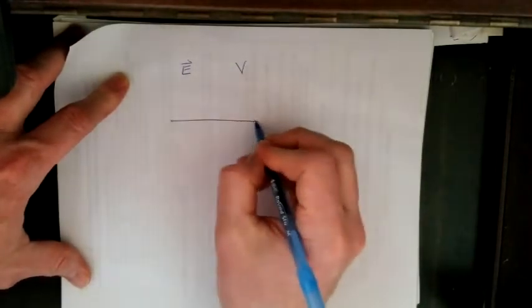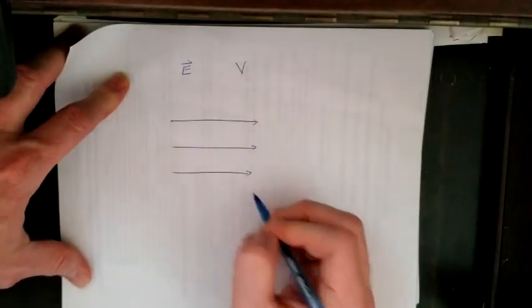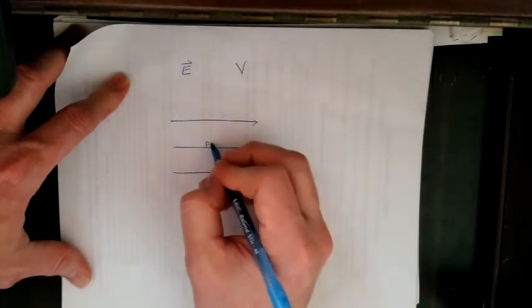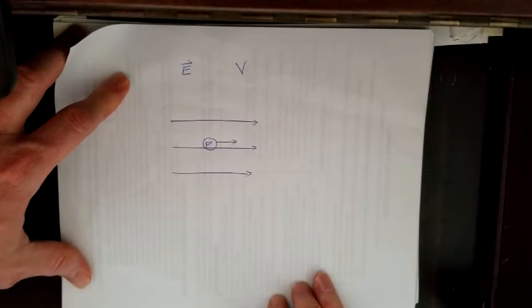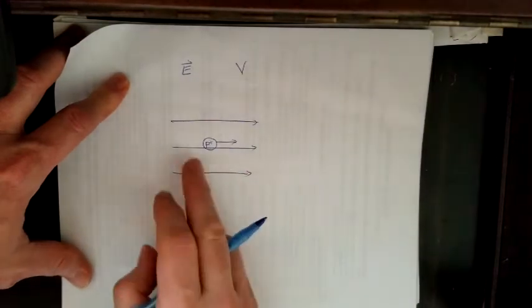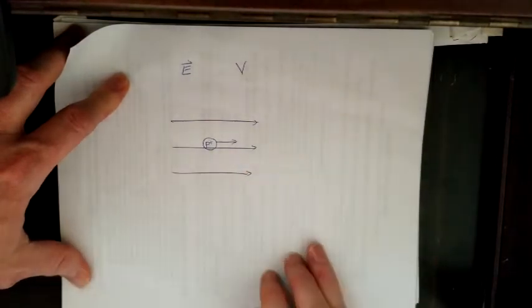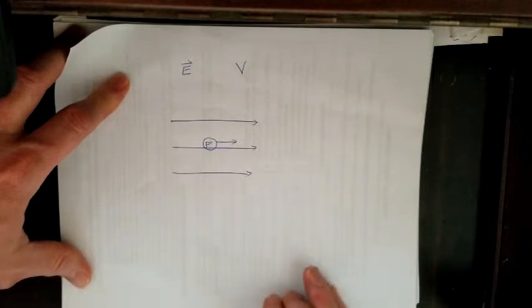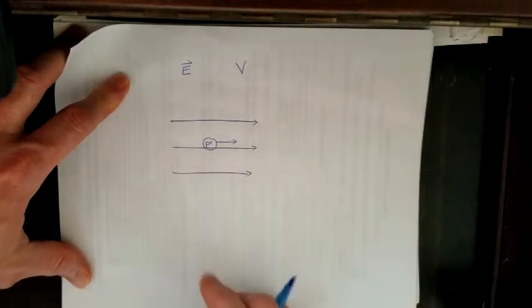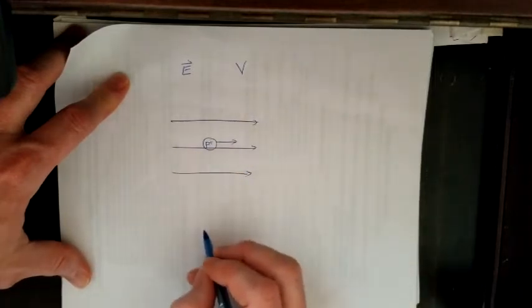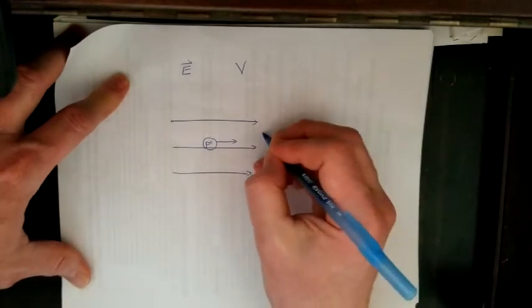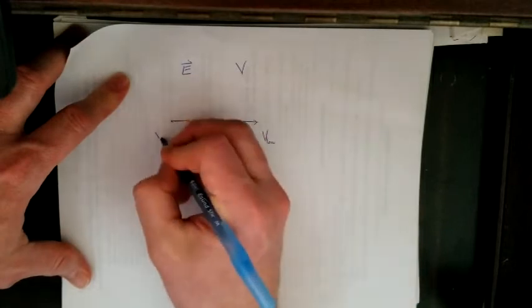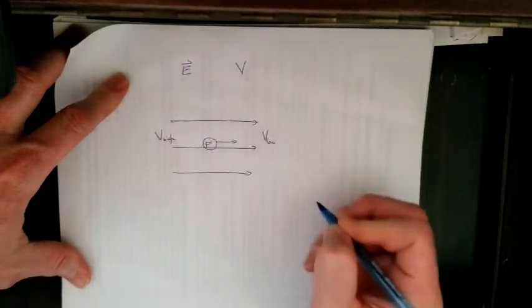So first off, if I have an electric field going to the right, and I put a proton into it, I know the proton is going to move that way. Positive charges move in the direction of the electric field. Electric potential, on the other hand, if we think about which way the proton moves, protons move in the direction of the lower electric potential. So this would be V low and V high.